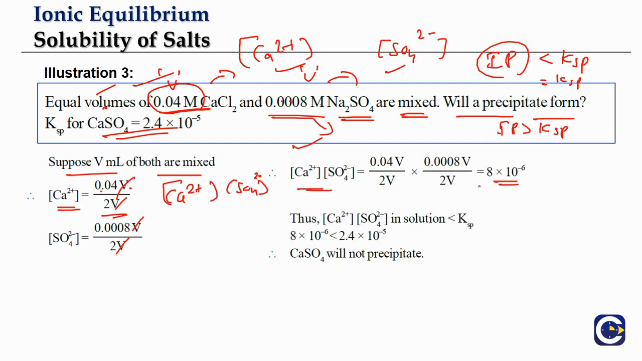And what is the KSP value given to us? KSP given is 2.4 into 10 power minus 5. So what we see is that this ionic product is less than the KSP. Less than KSP means what? It is unsaturated. Unsaturated means there will be no precipitation.